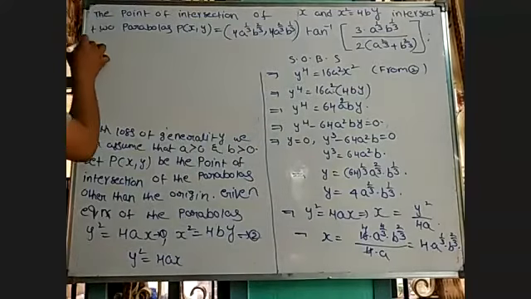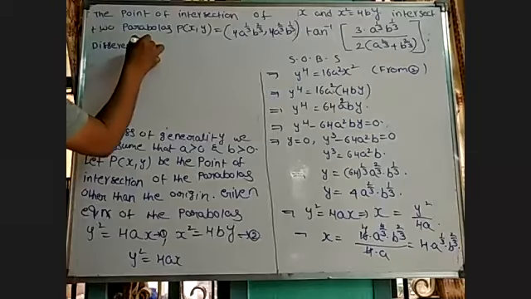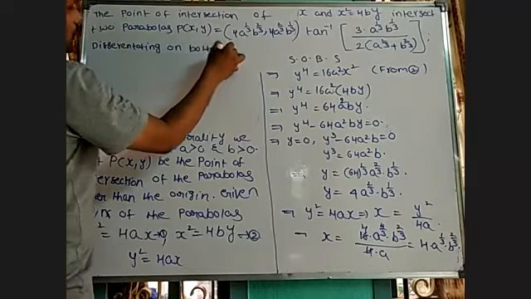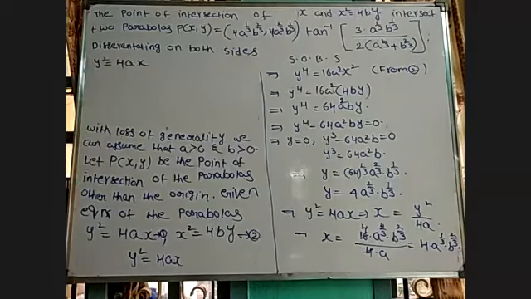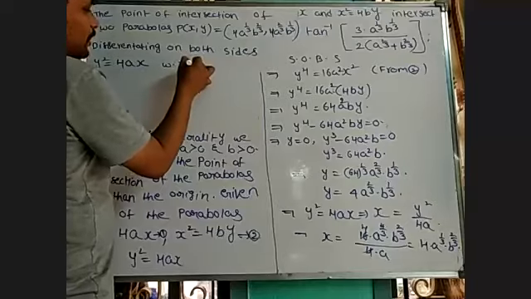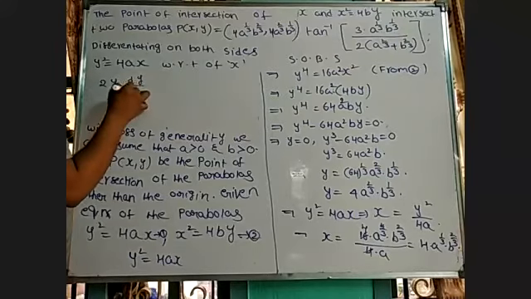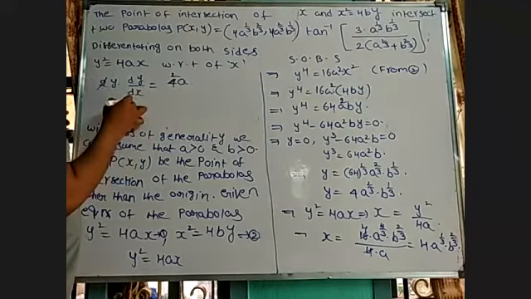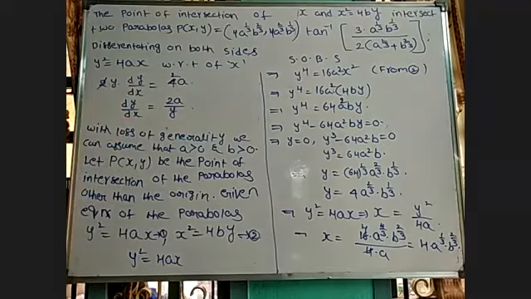Point of intersection. Differentiating on both sides. Okay, see there. y square is equal to 4ax. Differentiating on both sides with respect to x. Okay, understood? From this, what we get? 2y into dy by dx is equal to 4a. From this, 2 gets cancelled. dy by dx is equal to what we write? 2a by y we are writing. Understood? 2a by y.